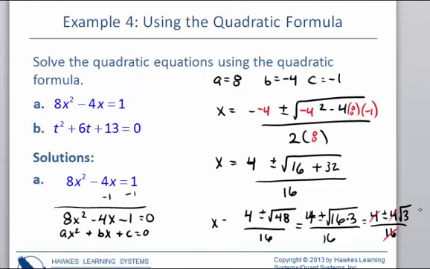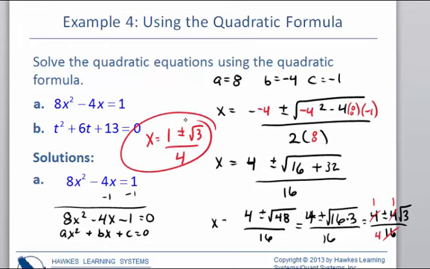So they are all divisible by 4. So 4 goes into 4 once, 4 goes into 4 once, 4 goes into 16 4 times. And so we end up with a solution of, write it up here, 1 plus or minus the square root of 3 over 4. I'm going to leave out that 1 in front of the square root of 3.